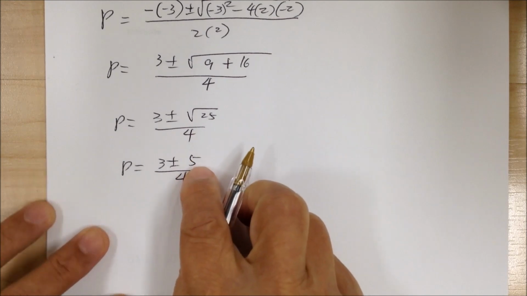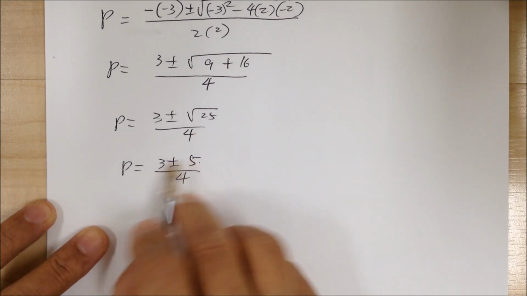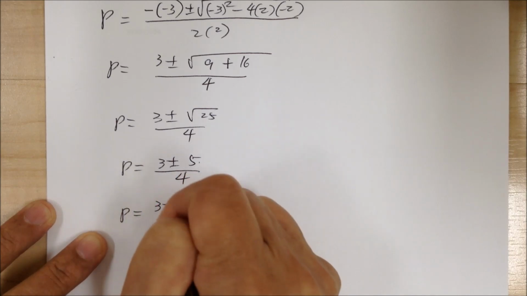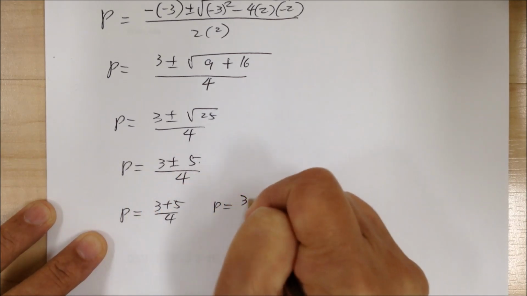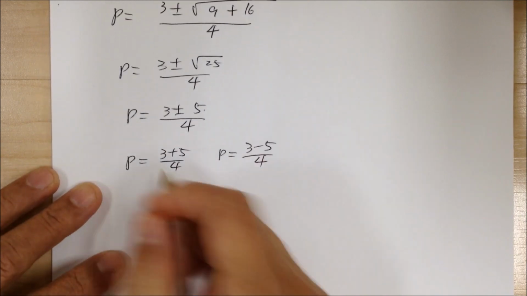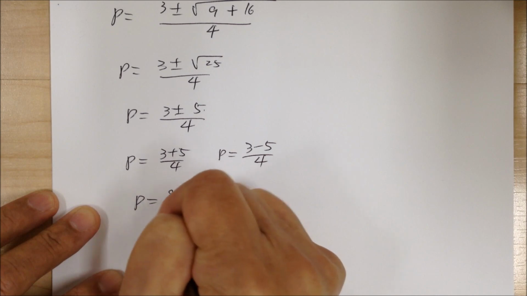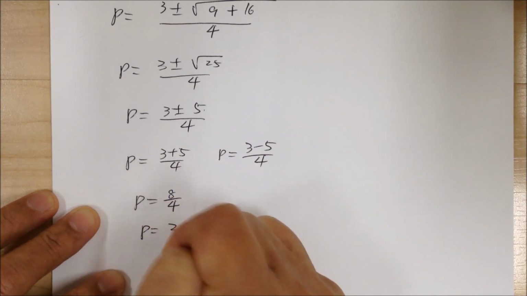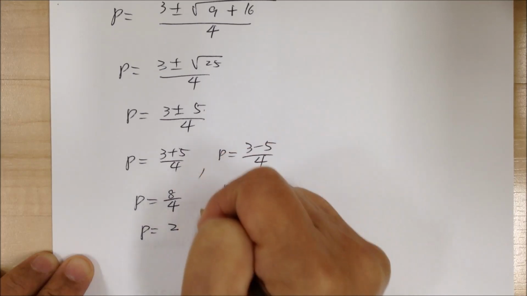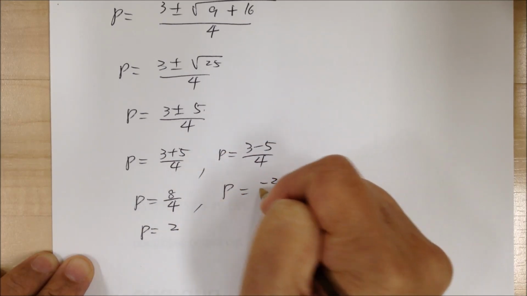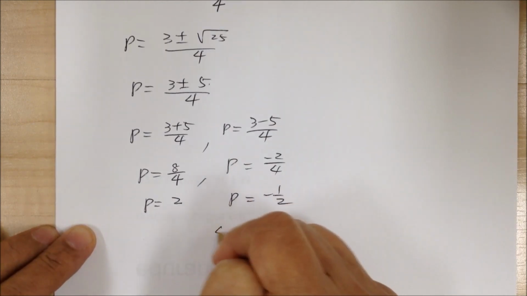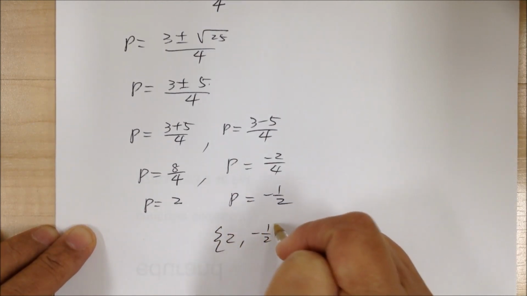Right? Now, if you notice they are the same kind of number, both are integers, that means you can simplify. So you need to go ahead and separate the plus from the minus, so you can simplify. So p equal to 8 over 4, so p equal to 2. And over here, p equal to negative 2 over 4, so p equal to negative 1/2. Okay, so your answer would be 2, comma, negative 1/2.